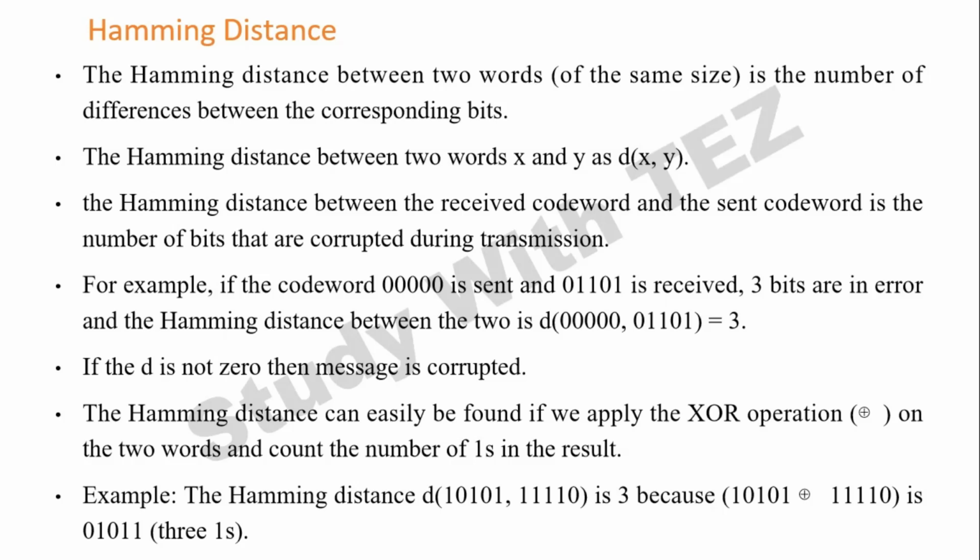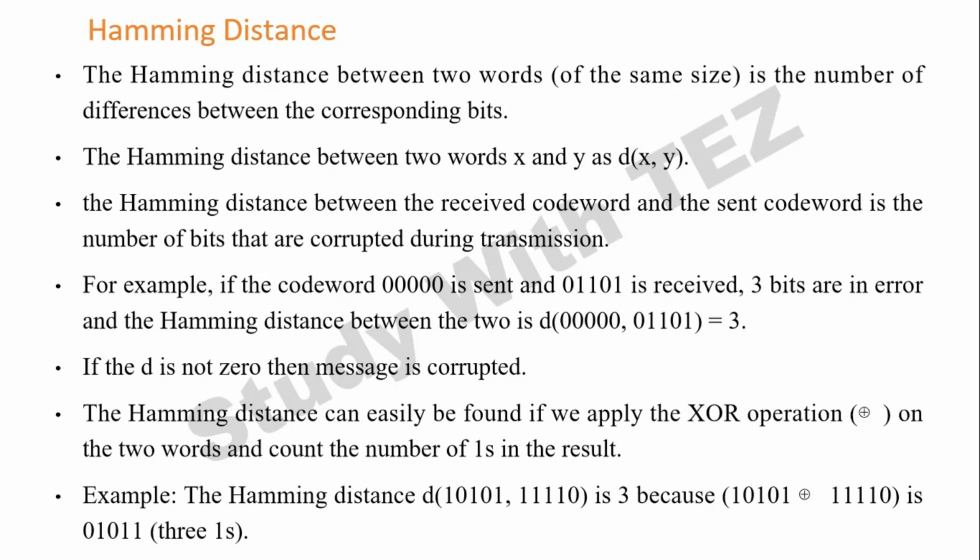Here is an example. If the code word 00000 is sent and 01101 is received, then a 3-bit error has occurred. That is, XOR between 00000 and 01101 will give the result 01101, or three ones in that. So obviously, the Hamming distance between these two words is 3. If d is non-zero, then the message is corrupted. The Hamming distance can easily be found if we apply XOR operation on two words and count the number of ones, as I said earlier.